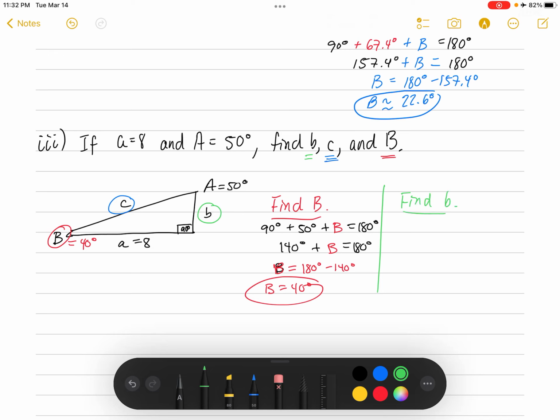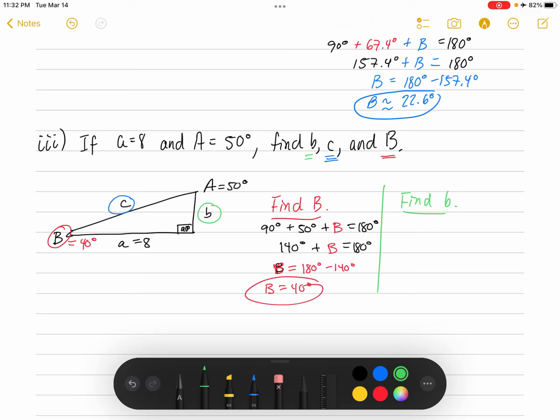If I'm finding little b, I could use maybe a sine or a cosine or a tangent. Well, no, you couldn't use a tangent because you don't know the height. No, sorry, you couldn't use a sine or a cosine because they involve the hypotenuse, and we don't know the hypotenuse yet. And we certainly can't use the Pythagorean theorem because we only know one side. You need at least two sides to use the Pythagorean theorem. We could use the tangent.